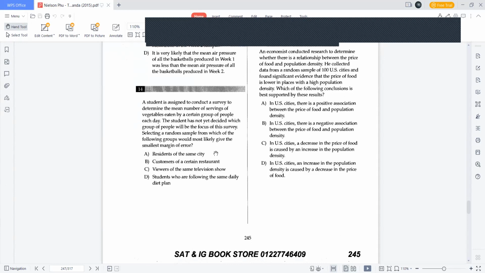A student is assigned to conduct a survey to determine the mean number of servings of vegetables eaten by a certain group of people each day. The student has not yet decided which group of people will be the focus of this survey. Selecting a random sample from which of the following groups would most likely give the smallest margin of error?